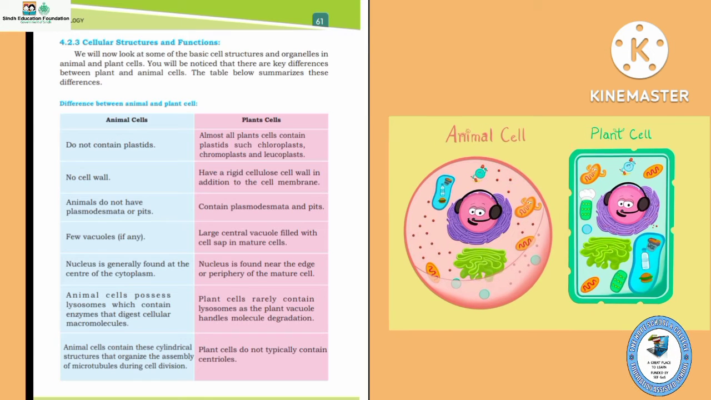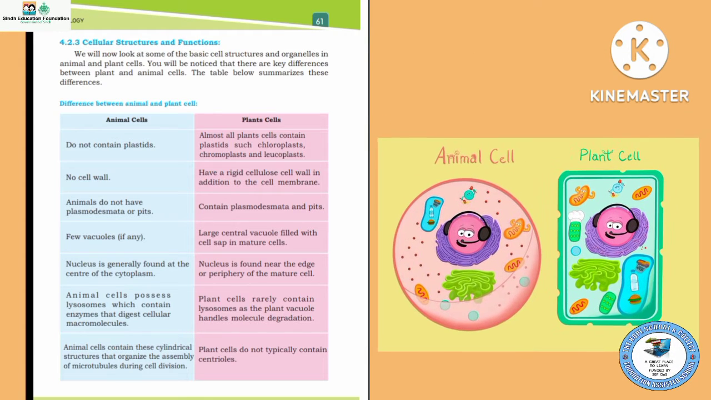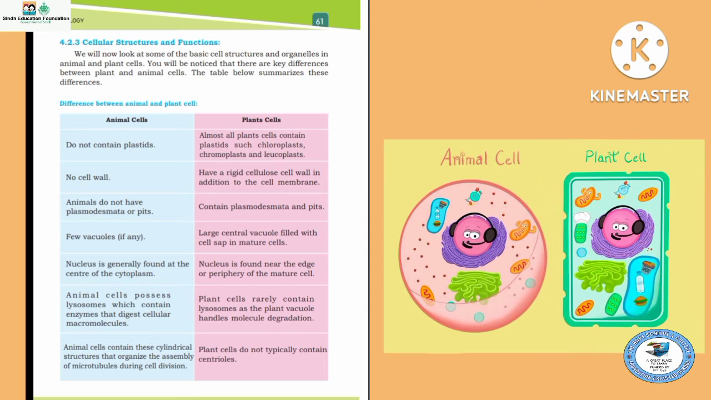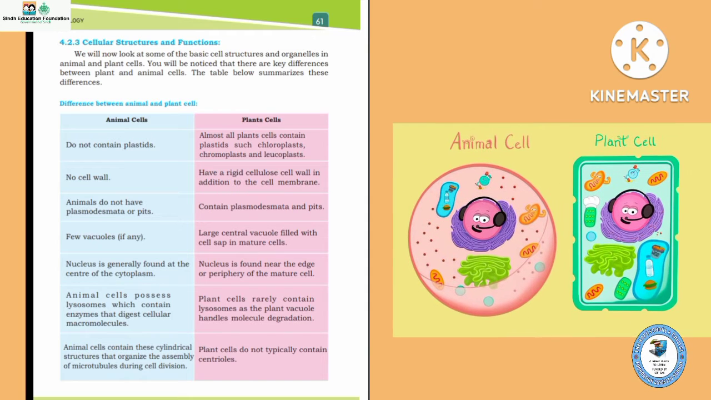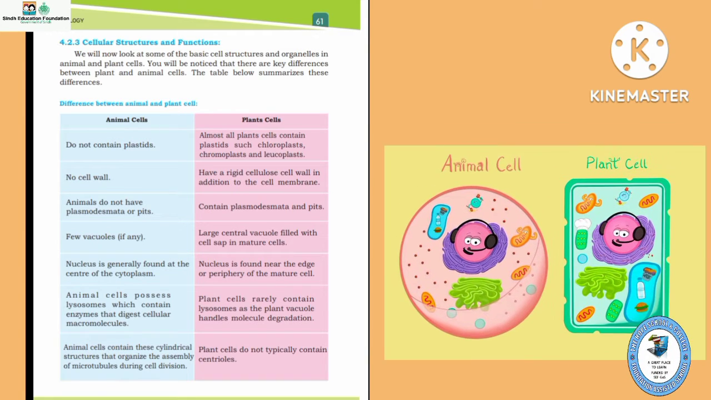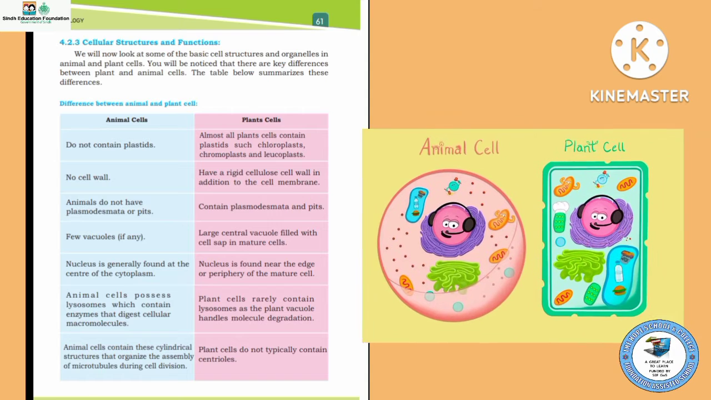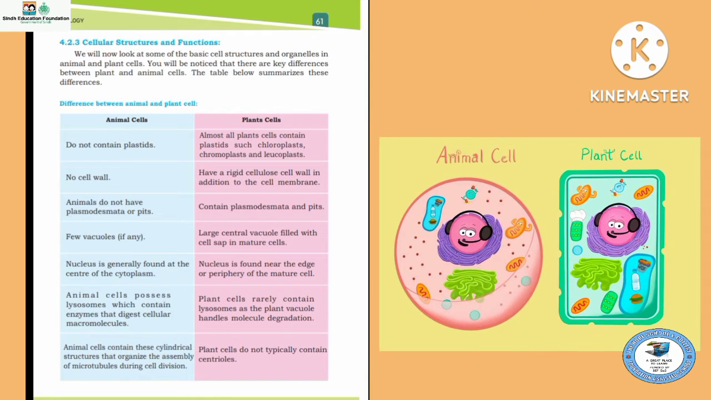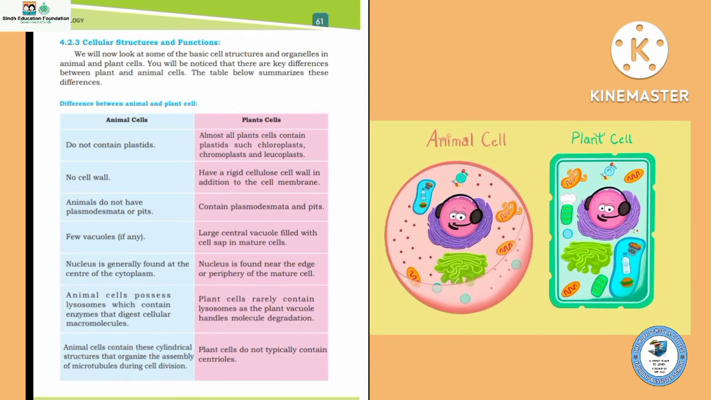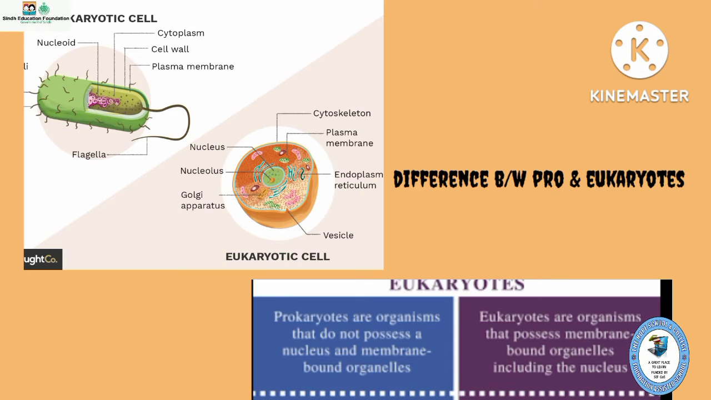Now, another subtopic is cellular structures and functions. We look at some of the basic cell structures and organelles in animal and plant cells. Now here is the difference between animal and plant cells. Another topic is the difference between prokaryotes and eukaryotes. The difference between these is only the presence of a nucleus and membrane-bound organelles.